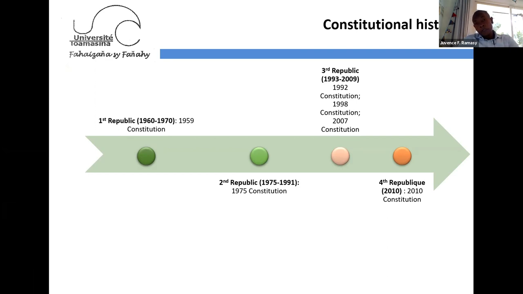Until 1991, and then in the Third Republic from 1993 to 2009, there were three constitutions: the constitutions of 1992, 1998, and 2007. It was with the first constitution of that republic that the rule came in for the incumbent to resign before the election. And now we are in the Fourth Republic, with the 2010 constitution and the same rule for the incumbent president.